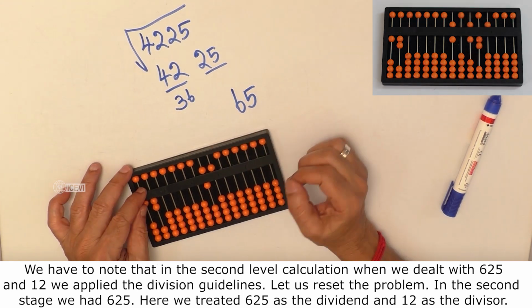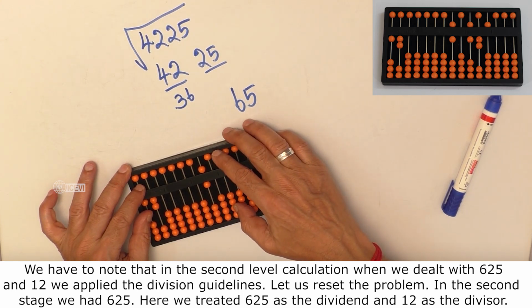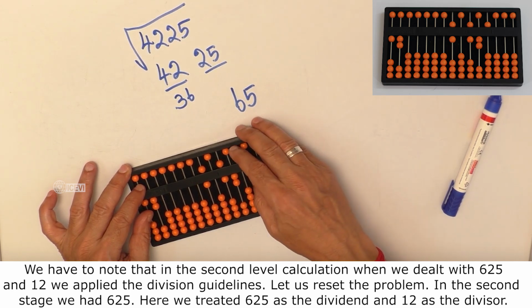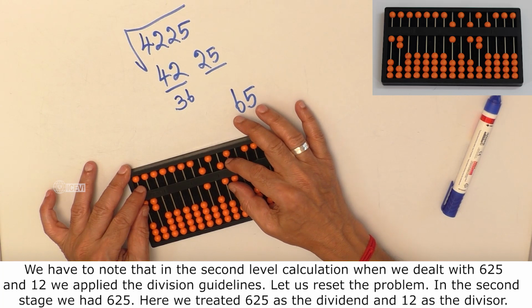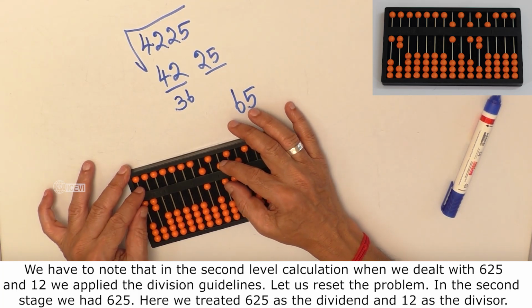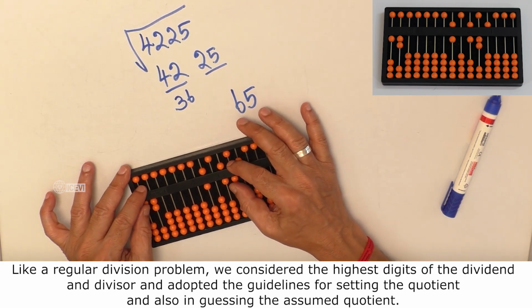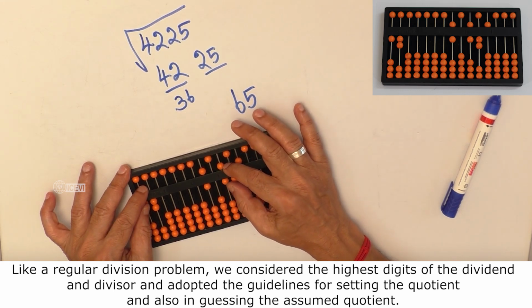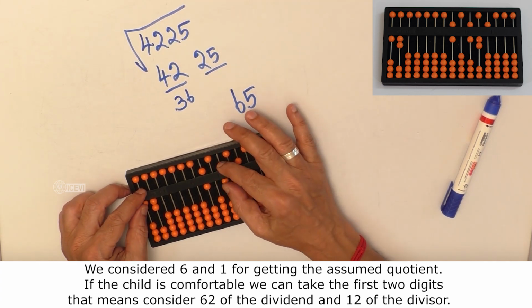Let us reset the problem. In the second stage, we had 625. Here, we treat 625 as the dividend and 12 as the divisor. Like a regular division problem, we considered the highest digits of the dividend and the divisor and adopted the guidelines for setting the quotient and also in guessing the assumed quotient. We considered 6 and 1 for getting the assumed quotient.